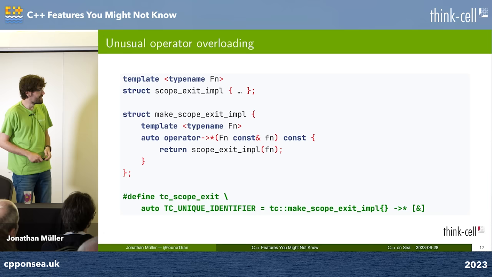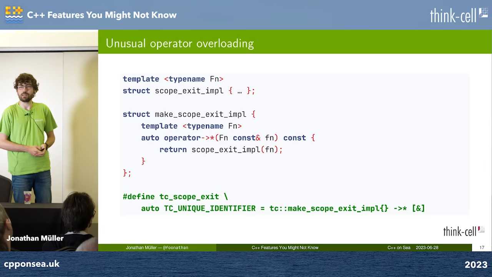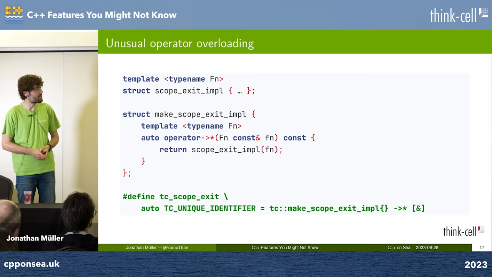So we have our scope exit, overload star arrow, and can define the macro like so. And this will give us the nice syntax that we wanted. It is pretty convenient. So that is an actual use case for overloading that operator.